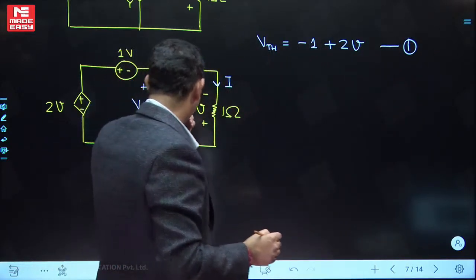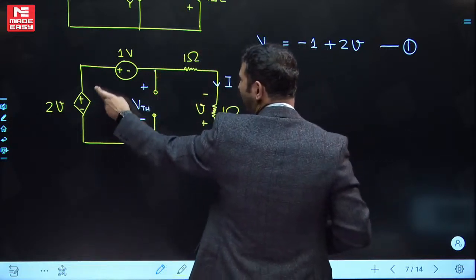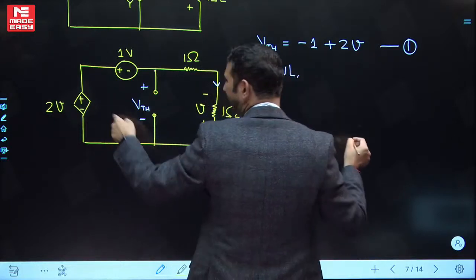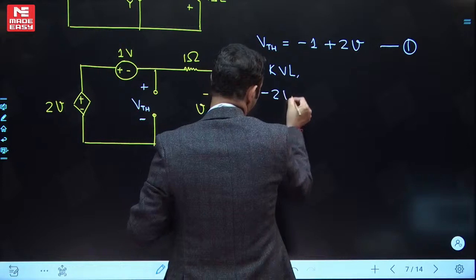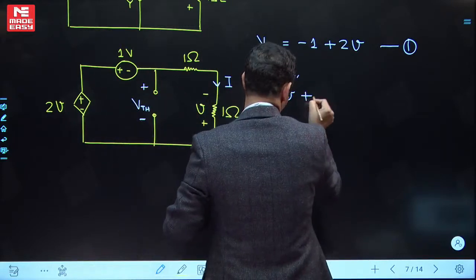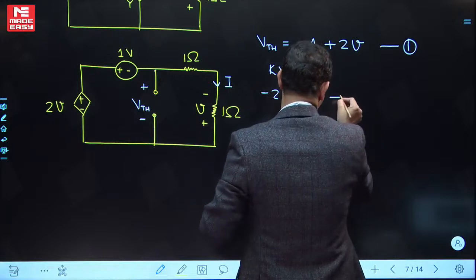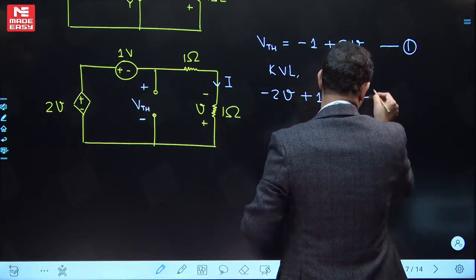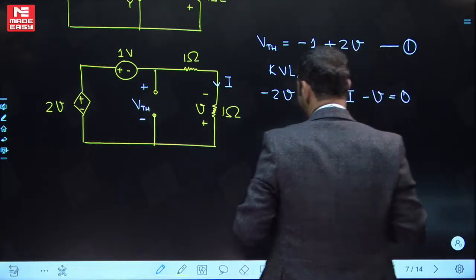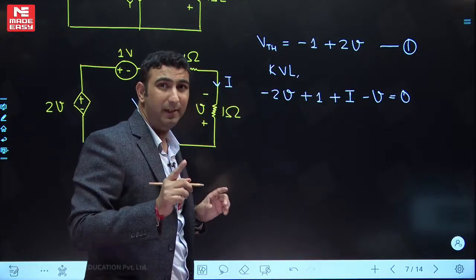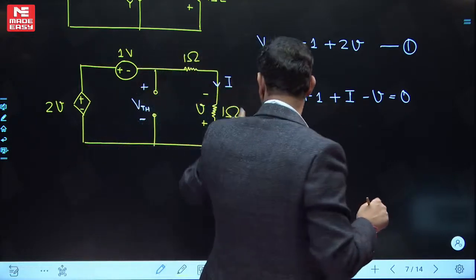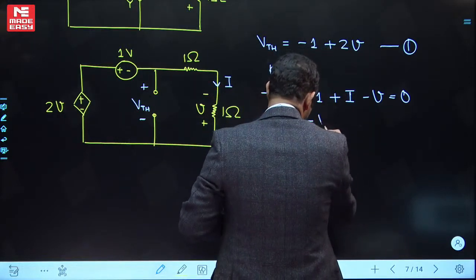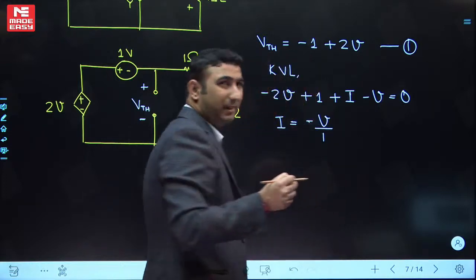For calculating the value of V, let's concentrate over here. So I'm applying the KVL in the whole loop now. If I apply the KVL in the whole loop, we'll be having minus 2V plus 1 plus I into 1, I minus V is equal to 0. What I am interested in is calculating V. So let's eliminate I from here. What will be the I value? I will be voltage upon resistance, so can I write minus V divided by 1? I hope you can understand the minus sign.